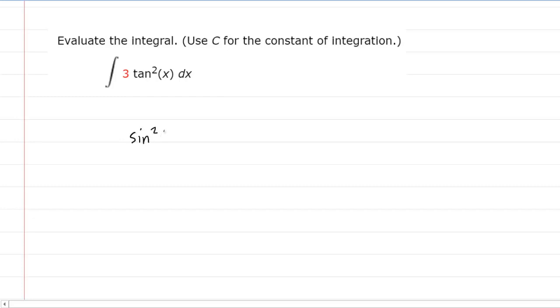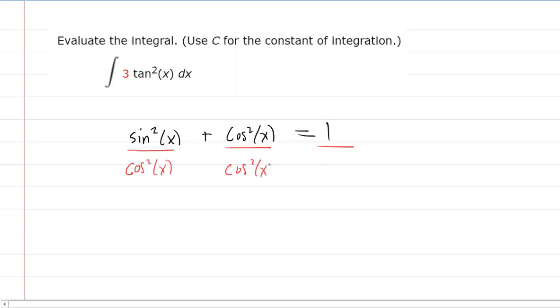We recall that the sine squared of x plus the cosine squared of x is equal to 1. And what we're going to do is transform this identity into one that involves tangent squared of x. So to do that, we will divide each of the 3 terms by the same quantity, and we're going to do cosine squared of x. And we'll see in a moment why this is a convenient choice.